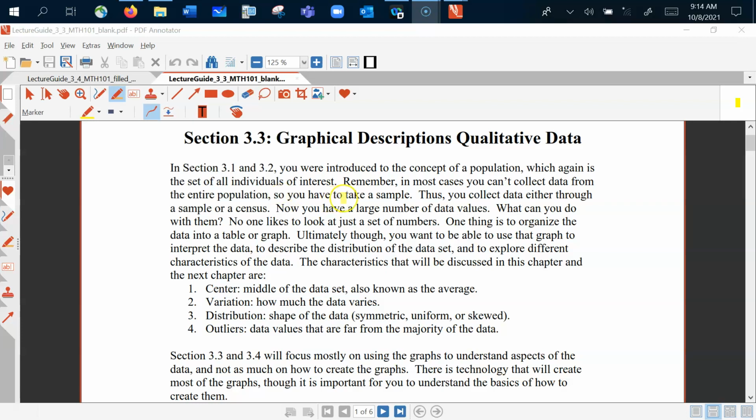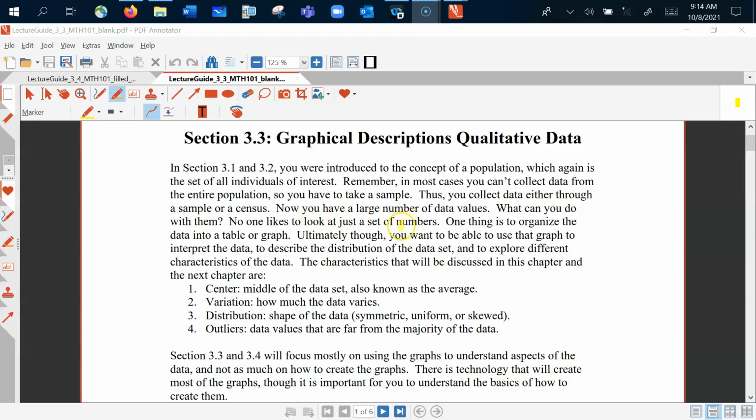So we're left with taking a sample, which is not all bad because remember in 3.2 there are sampling techniques that have a good chance of being very representative of the population. So in any case, you collect data from either a sample or a census, and now you have a large number of data values. What do we do with them? Well, no one looks just at a set of numbers.